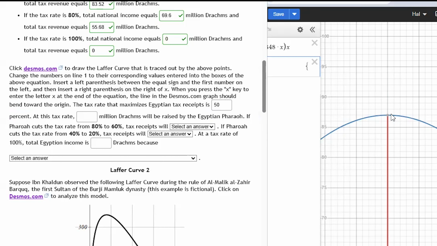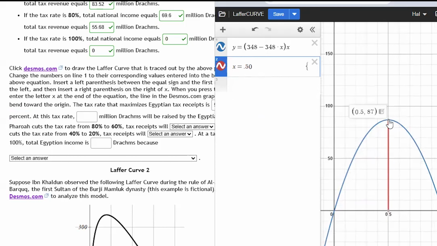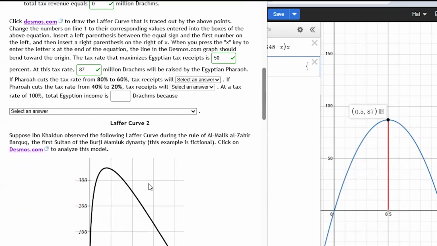At this tax rate, click on this point here. The first number, again, is the tax rate. The second number is the tax revenue. So 87 million drachmas will be raised by the Egyptian pharaoh.